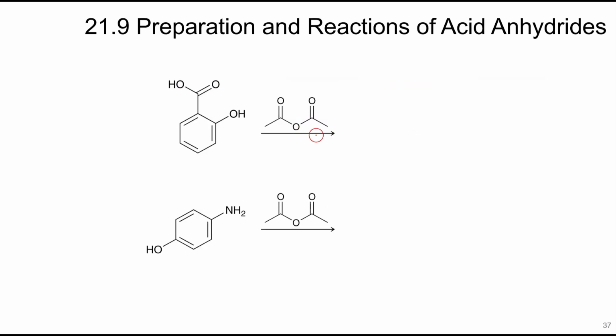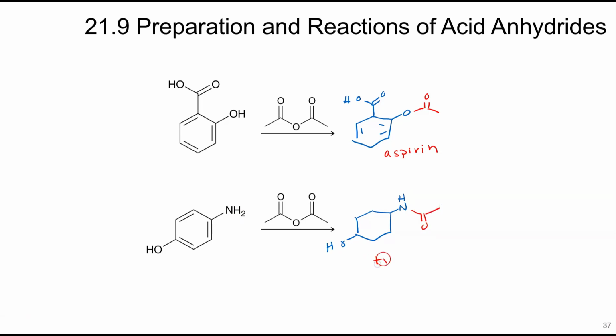So this reaction we actually did in lab. You used salicylic acid with acetic anhydride to make aspirin. So there was a carboxylic acid. And the alcohol got acetylated. This is para-aminophenol, and we can acetylate this nitrogen, which is more basic. And this is the structure for Tylenol.